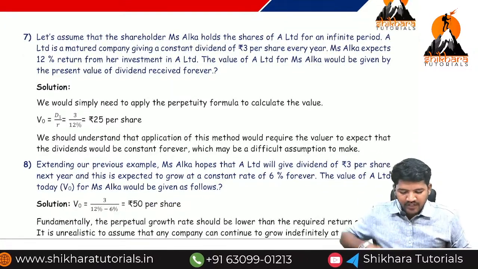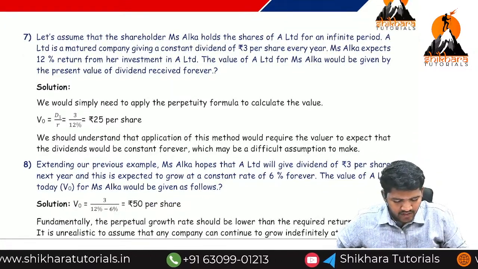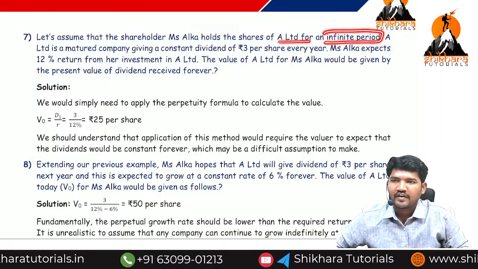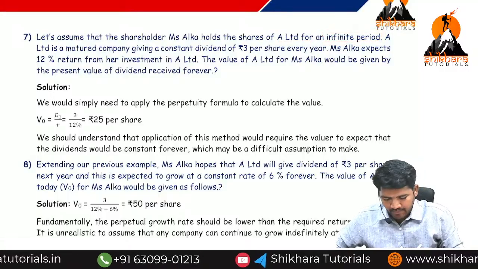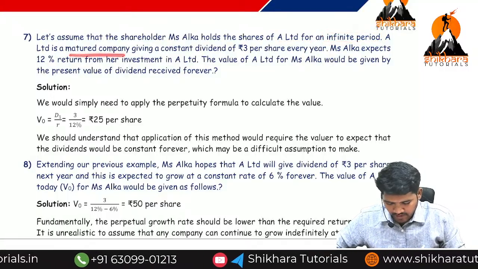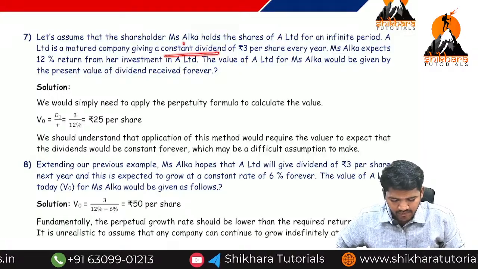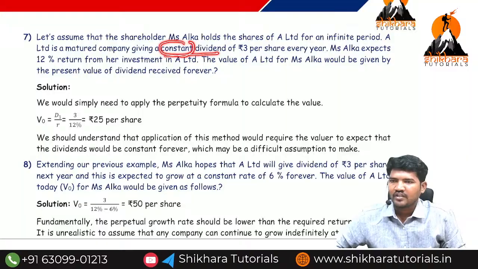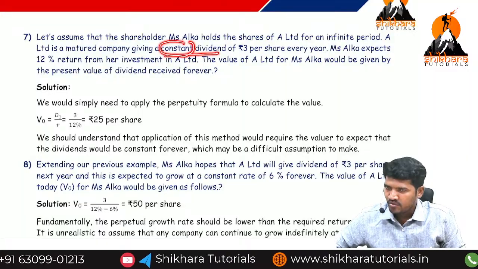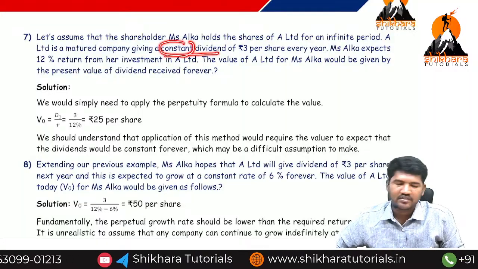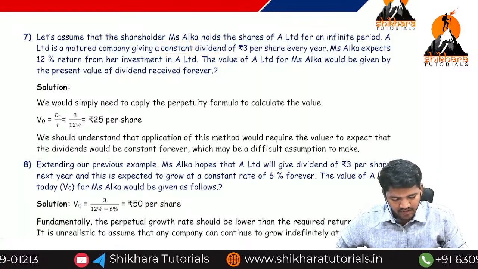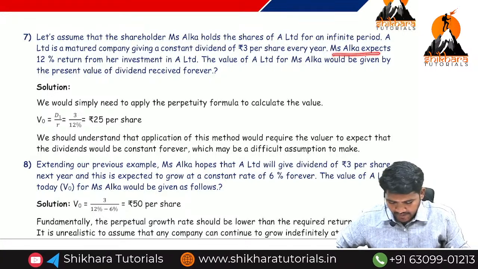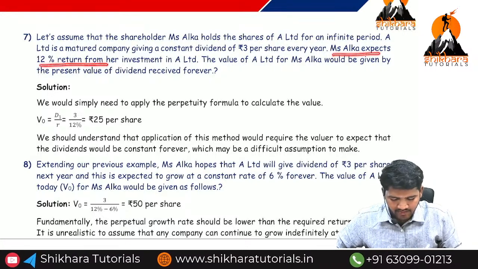So let's assume that shareholders of Miss Alka hold the shares of A Limited for what period, sir? Infinite period. Okay, done. A Limited is a matured company giving a constant dividend. What does constant dividend mean, guys? There is no growth aspect. Ten years back 6 rupees, today also 6 rupees, next year also 6 rupees. But here 3 rupees. Now Miss Alka expects 12% return from her investment.